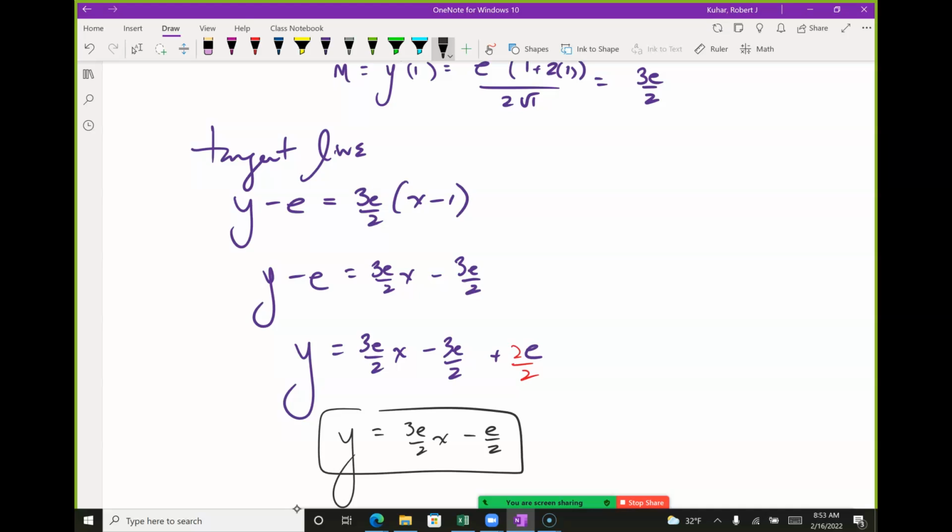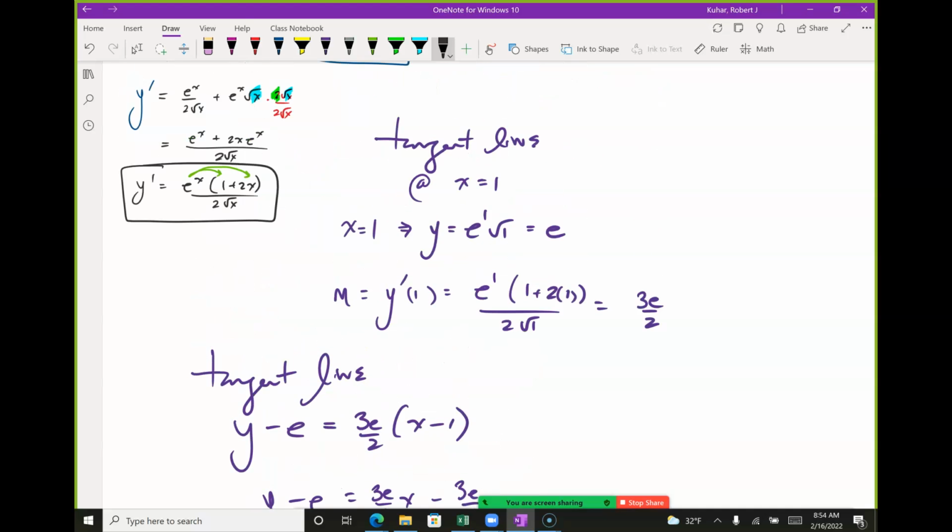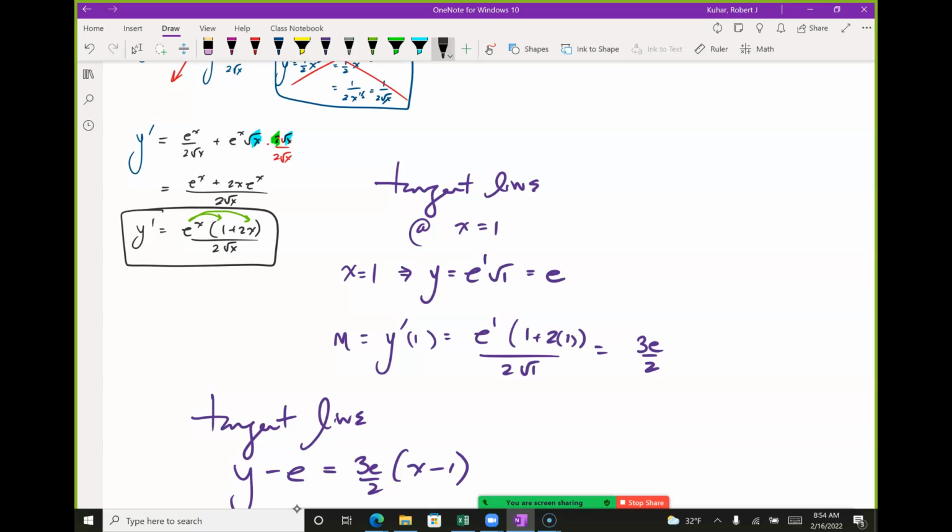How do you find the y value? I just plugged it into the function, right? Once I told you x is 1, I'm just plugging it in. Remember, my function is e to the x square root of x. So I just plugged into that.